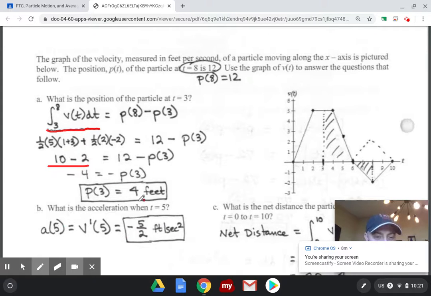B, what is the acceleration when t equals 5? If I have the velocity function, I know that the derivative of the velocity is the acceleration. So the acceleration at 5 would be the slope of the tangent line of your velocity function at 5. So if I go to 5 right here, the slope of a tangent line of a linear equation is basically the slope of this line right here. So the slope of this line, let's see, we're going down 5 to the right to -5 halves.